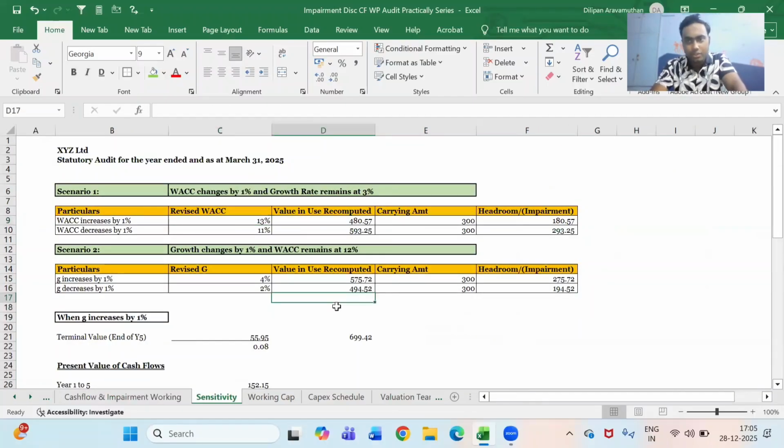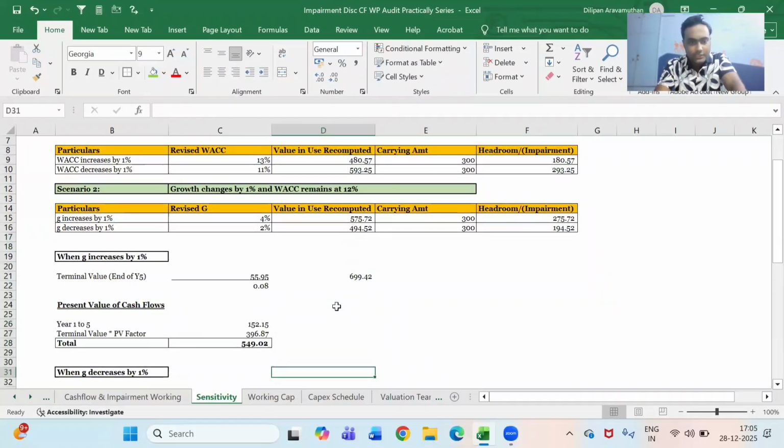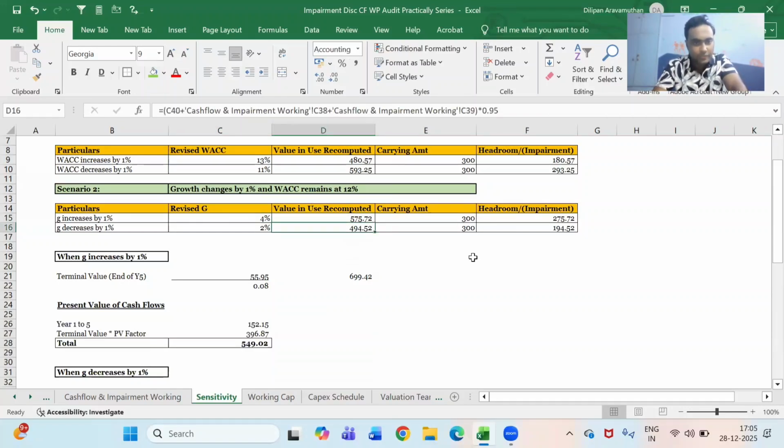Similarly, in relation to growth, when the growth rate increases, the value in use increases. So growth rate and value in use are directly proportional, whereas my weighted average cost of capital and my value in use are inversely proportional. I hope that is very clear. So this is how it works for the second scenario. Similarly, if you look at the workings, you will get to know how I substituted and you will get an understanding. Maybe I'll just show you quickly. If you see here, when we take a growth rate of 4%, the value in use comes to 575.72. However, when we take a growth rate of 2%, the value in use comes to 494.52. I hope you got this, guys.